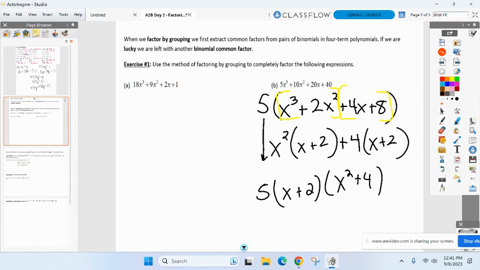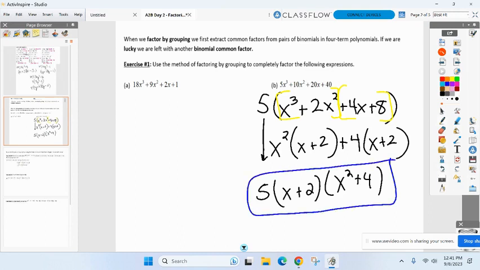How about this bad boy? Anybody want to challenge me on this one? Can I keep going? No. Why not? Plus. It's got to be a difference, remember. So that is it. We're done.